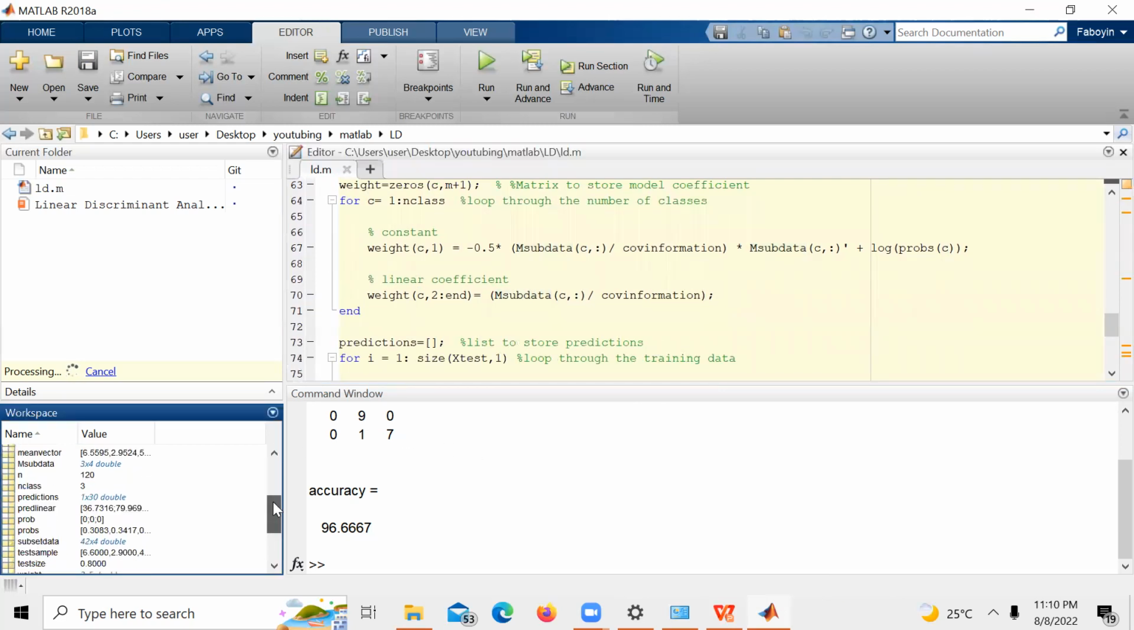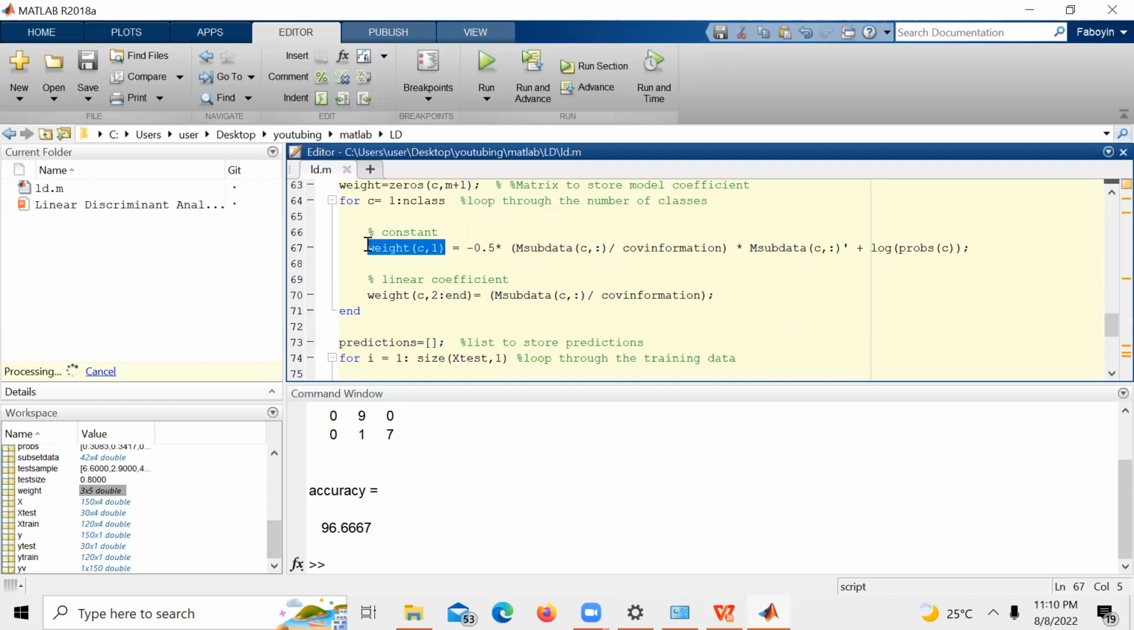Then in the training process, we get weights. You can see our weight is now a 3 by 5 matrix. It is 3 by 5 because we actually have added the constant values. So normally it should have been 3 by 4. Then we have a constant which is also 3 by 1.